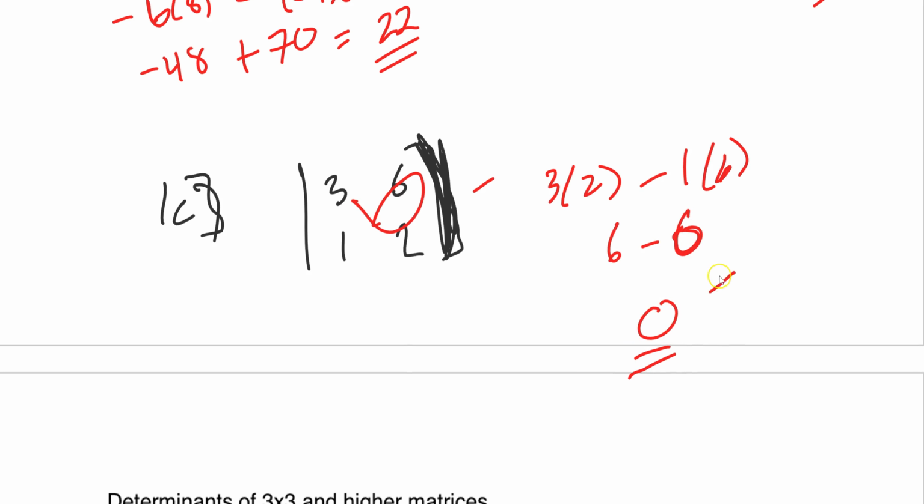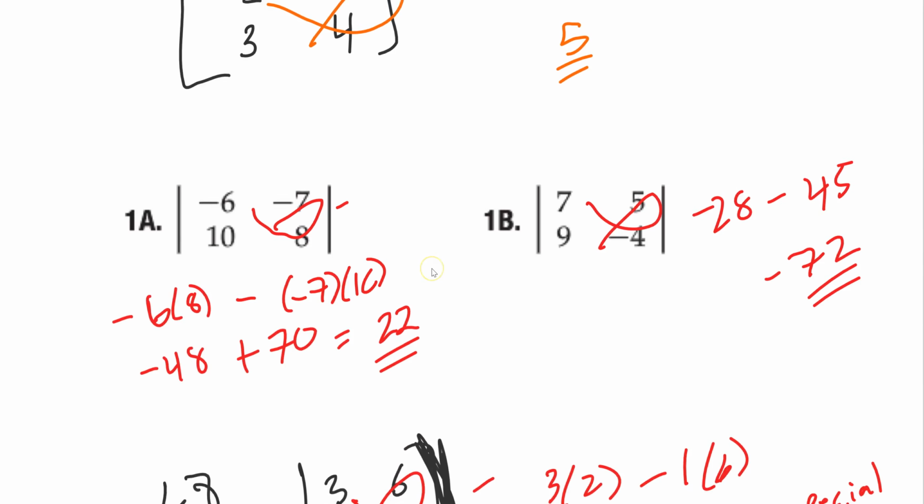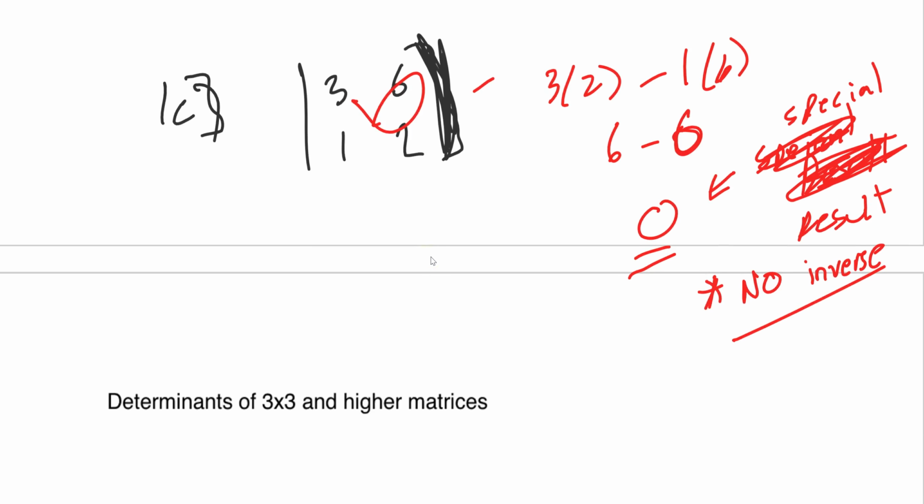And that's actually a special result. It means you have no inverse, and we'll talk about that more in the next video, but keep that in mind. That matrix has no inverse. So that's how you do the determinant of a 2 by 2: down diagonal minus up diagonal.